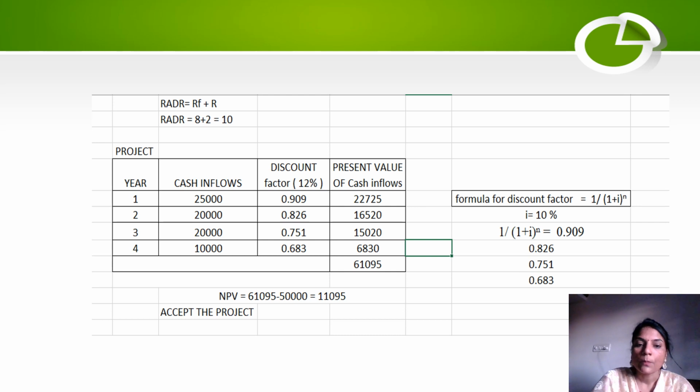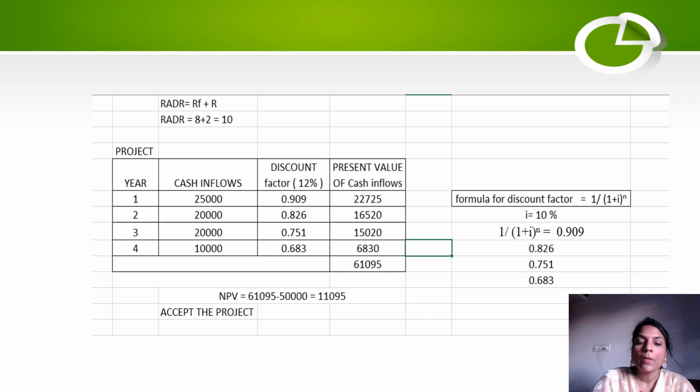Now we need to calculate the net present value, meaning whatever outflow happens, whatever investment we have made. In this project we have invested 50,000. So NPV is 61,095 minus 50,000. The NPV we got after investment, after calculating the risk factor also, is 11,095. So we will be getting about 11,000 after investing in this project, after considering both the risk-free rate of return as well as the risky return.